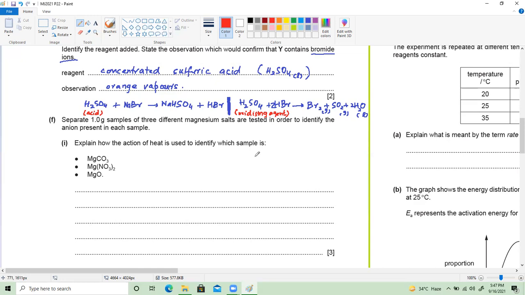Okay, take a look at part F. Separate 1 gram samples of 3 different magnesium salts are tested in order to identify the anion present in each sample. Explain how the action of heat is used to identify which sample is magnesium carbonate, magnesium nitrate, and magnesium oxide.